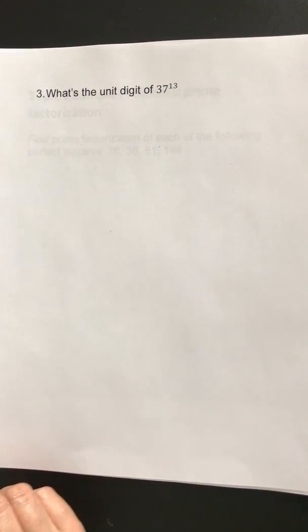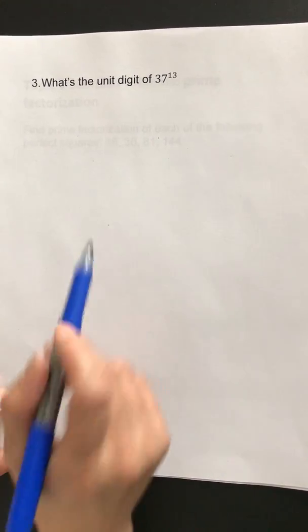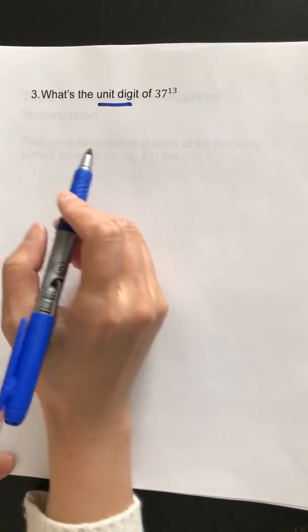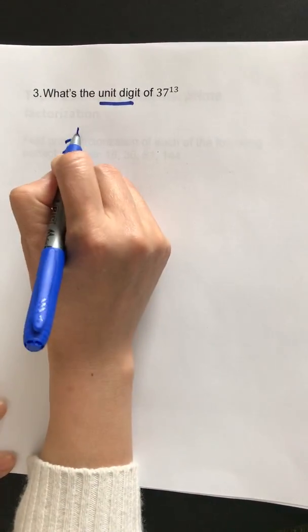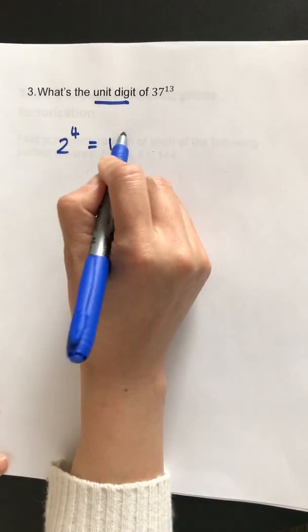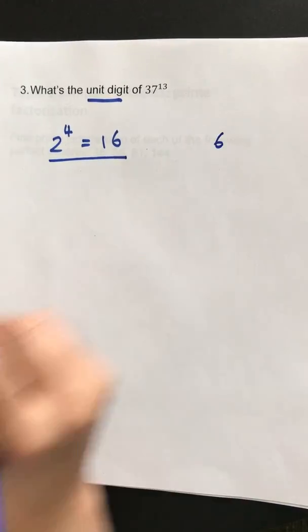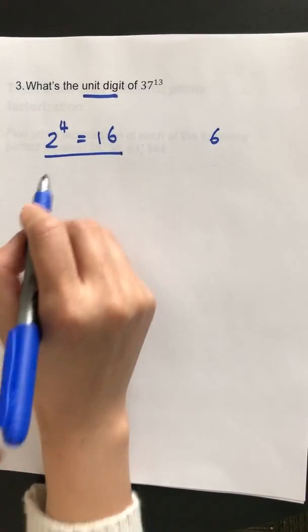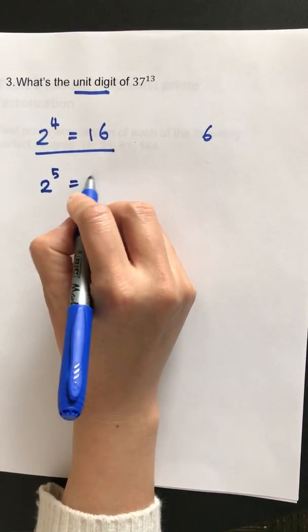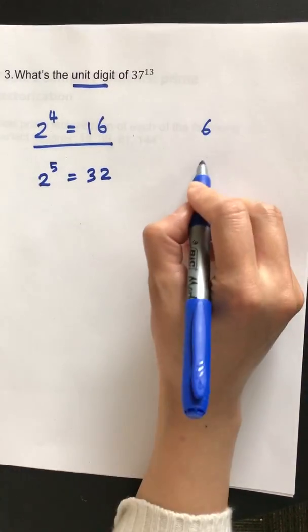Problem number 3. What's the unit digit of 37 to the power of 13? What's the definition of a unit digit? For example, you have 2 to the power of 4. We all know that 2 to the power of 4 is 16. So the unit digit of this is 6. Again, if you have 2 to the power of 5, the total is 32, and the unit digit in this case is 2.